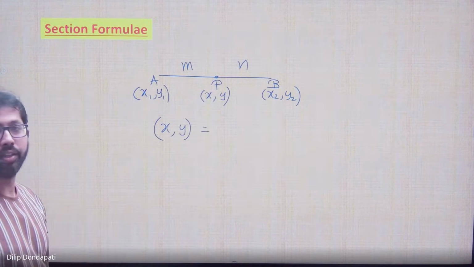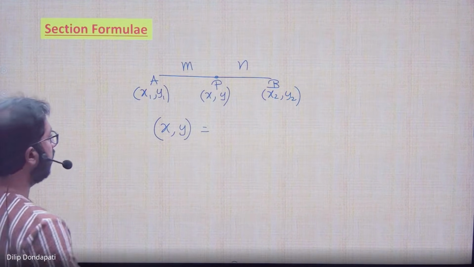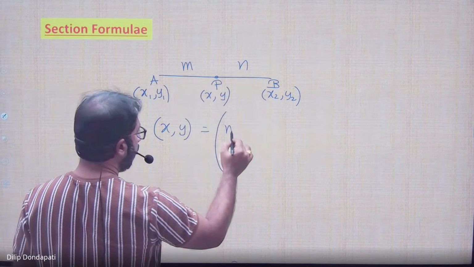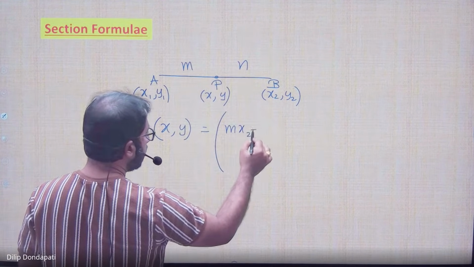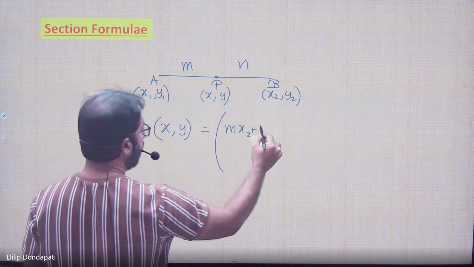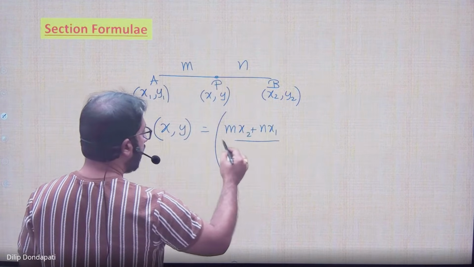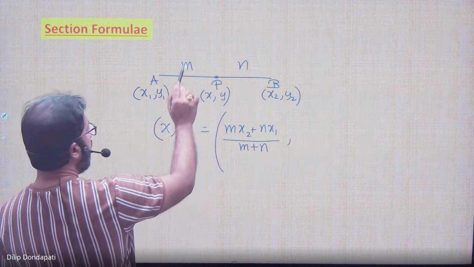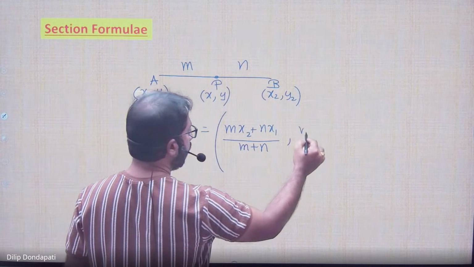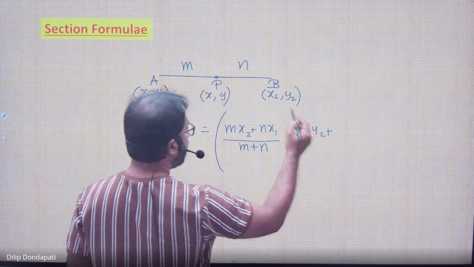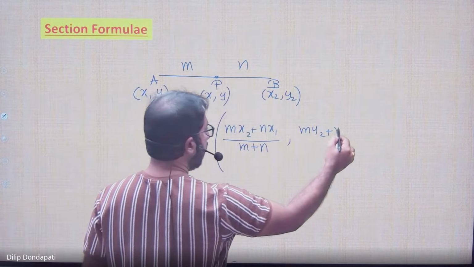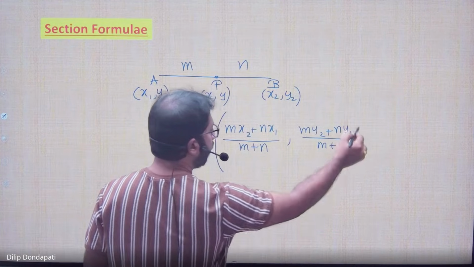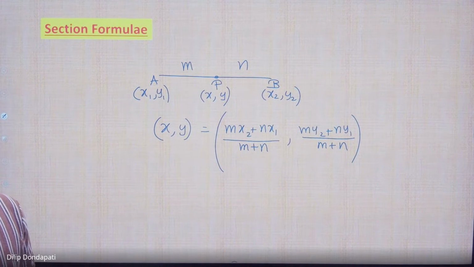We need its coordinates. So there is a formula to learn. What is the formula? m x2 plus n x1 by m plus n, comma, m y2 plus n y1 by m plus n. This is the formula to learn. This is called section formula.